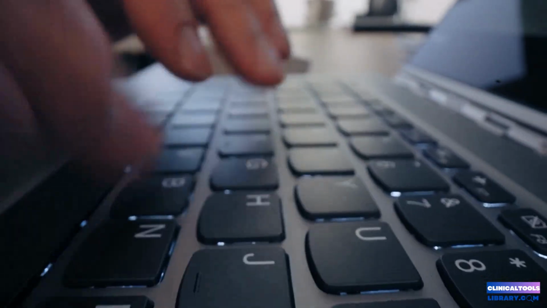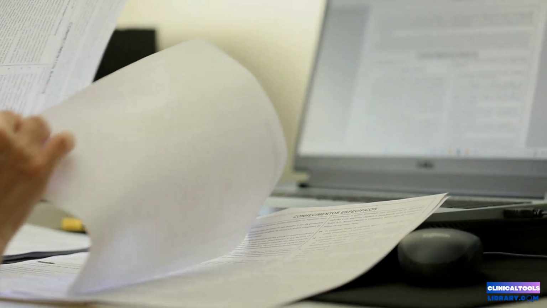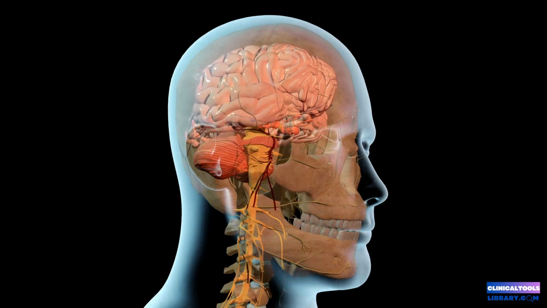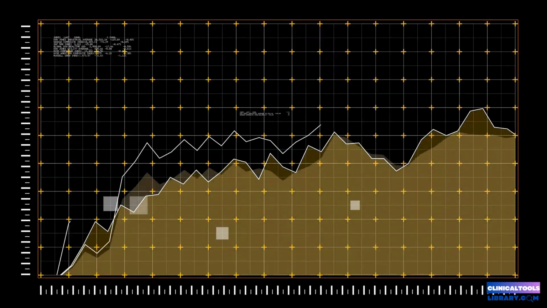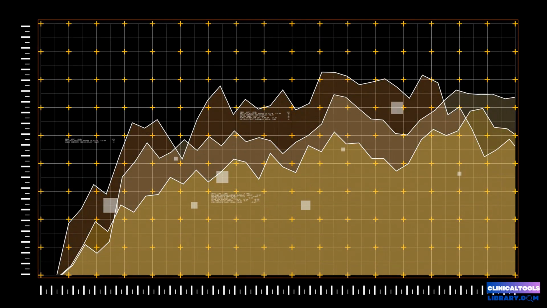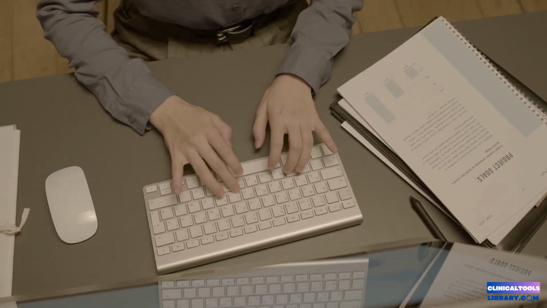The Beck Depression Inventory has also demonstrated sensitivity to changes in symptomatology, showing utility in both clinical assessment and treatment outcome evaluation. These empirical findings have supported its widespread acceptance as a robust measure for depressive symptom severity in adults.